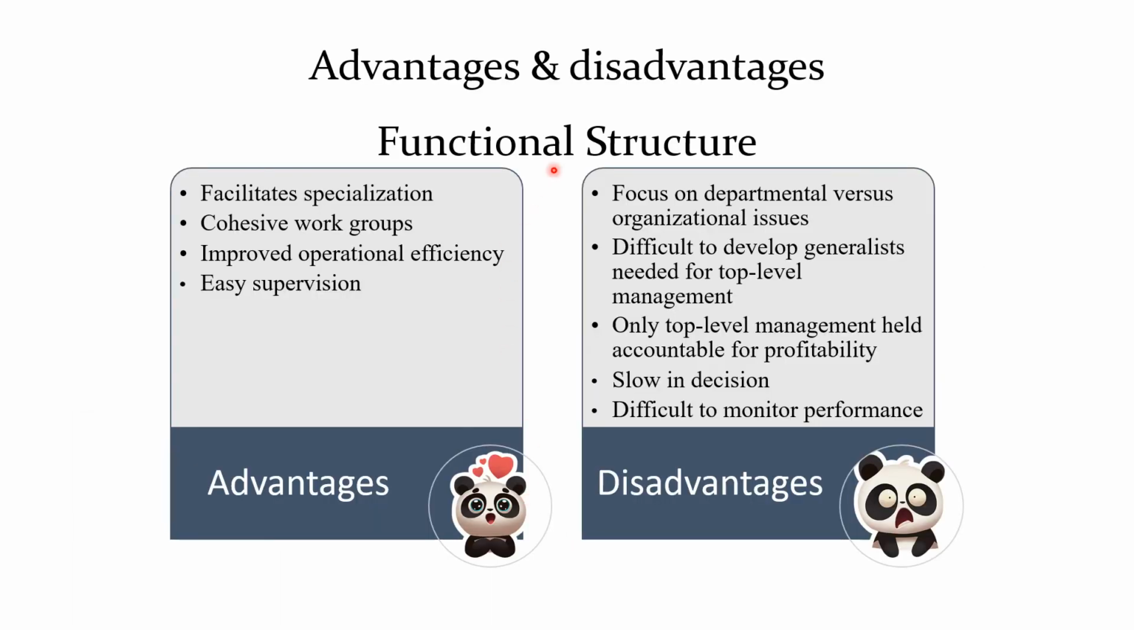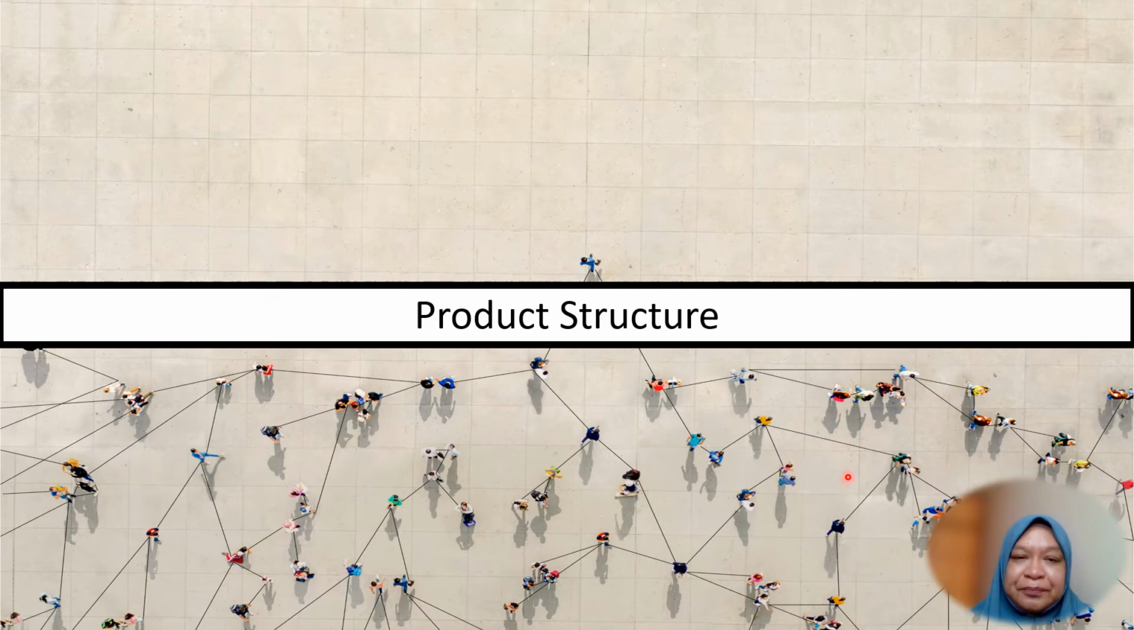The advantages are that, of course, it facilitates specialization and it is easier to supervise. However, there are also disadvantages. They focus on departmental versus organizational issues, so each department will have its own issues compared to the organization. It's also slow in making decisions, and sometimes it is difficult to monitor the performance of the department.